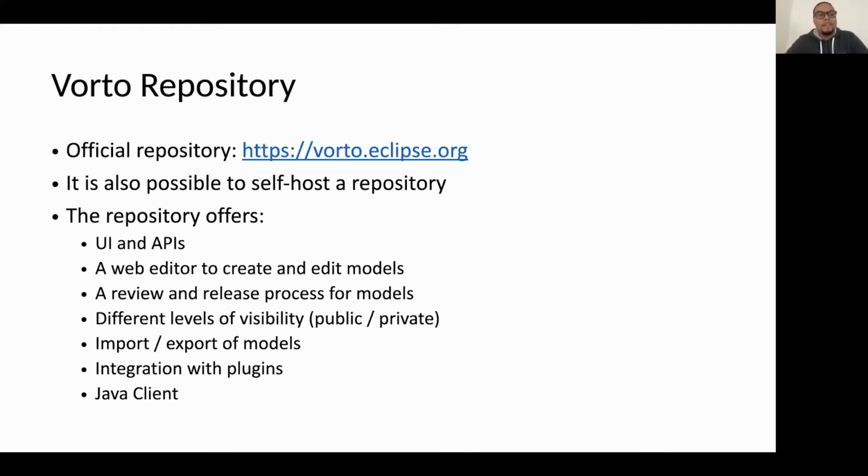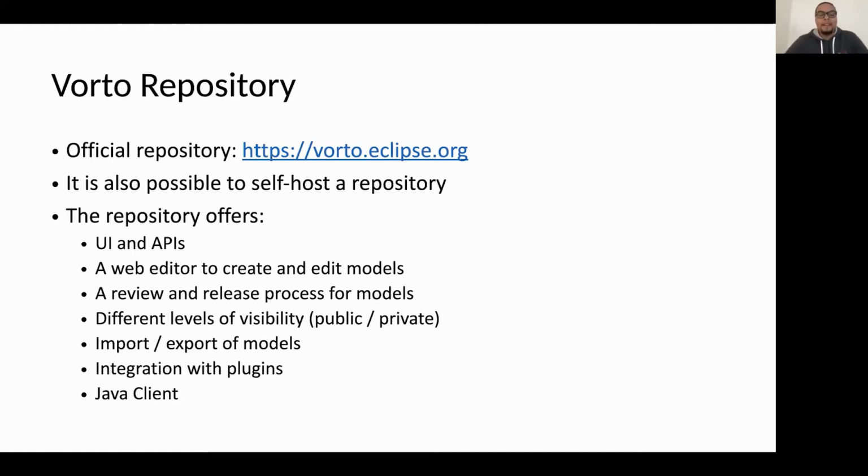Let's have a deeper look into the repository. So as I already mentioned, we have one official repository at vorto.eclipse.org, but it's also possible to self-host your repository. The repository is a Spring Boot application that you can also run on your own. The repository offers a UI where you can view and edit the models, and it offers an API to interact with the models, for instance, create models, delete models.